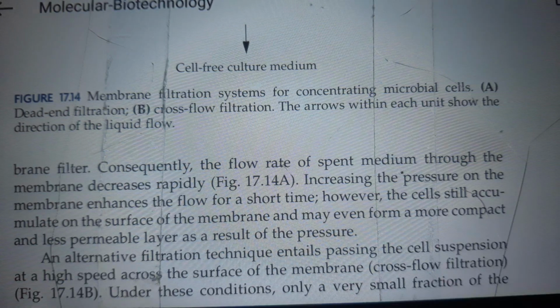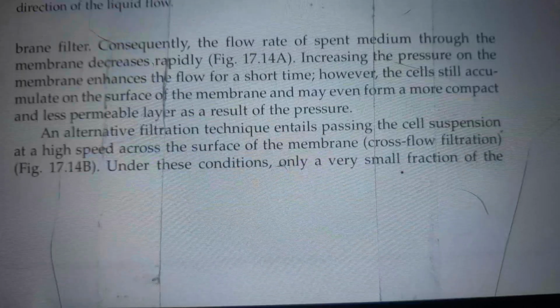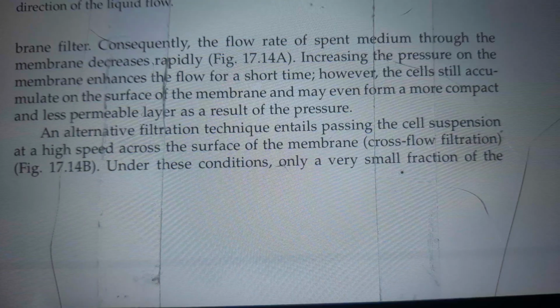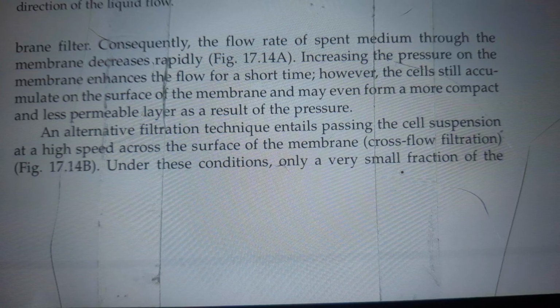Membrane filter. Consequently, the flow rate of spent medium through the membrane decreases rapidly. Increasing the pressure on the membrane enhances the flow for a short time. However, the cells still accumulate on the surface of the membrane and may even form a more compact and less permeable layer as a result of the pressure.